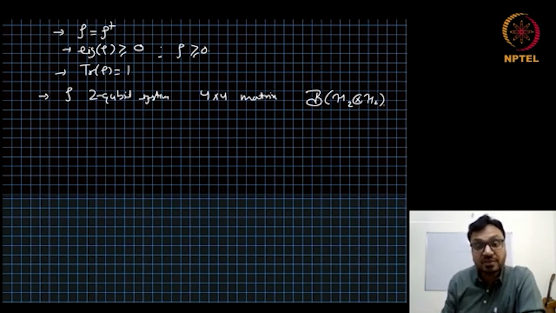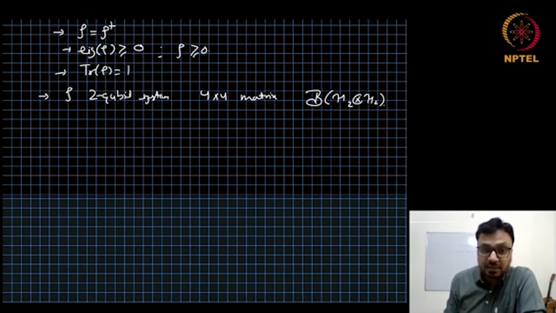All the 4 by 4 Hermitian operators form a vector space, but all the states do not form a vector space because of the trace condition: the trace has to be equal to 1. When we add two density matrices, the trace will not be equal to 1. It will become more than 1 or less than 1. So we can still use some of the properties of the linear vector space of Hermitian operators.